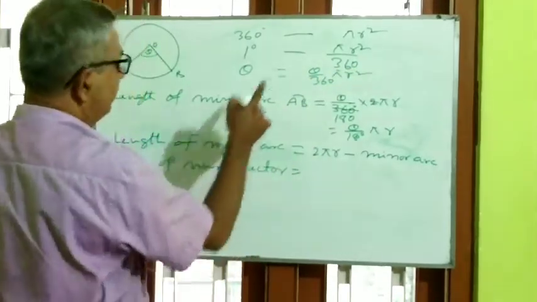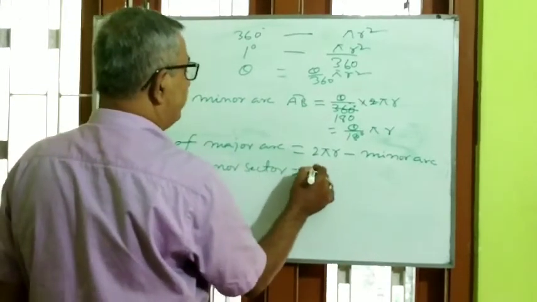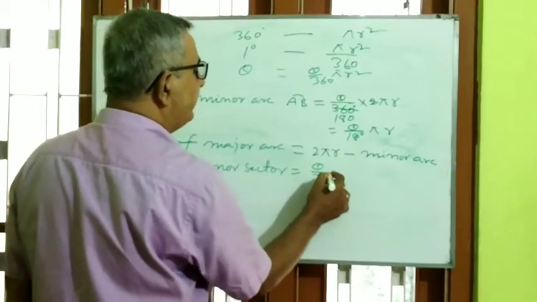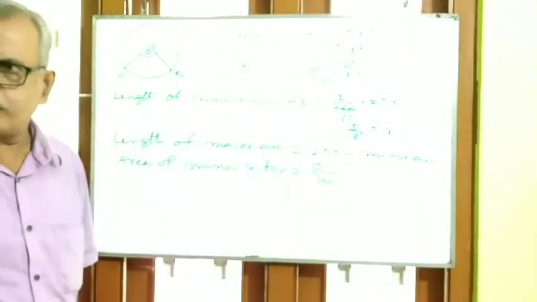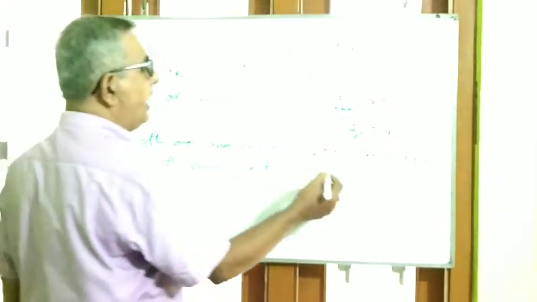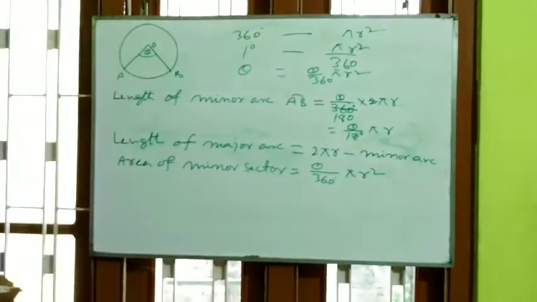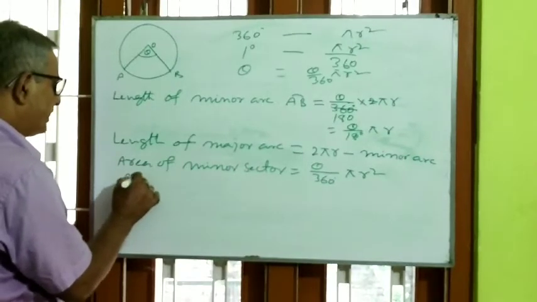Actually, we are writing from this point of view, theta by 360 degree I am writing. Why am I writing degree? Here is degree, and in the case of theta also you will get degree. Degree will be cancelled. And pi r square. This is the formula of minor sector. Area of major sector, what will be there?